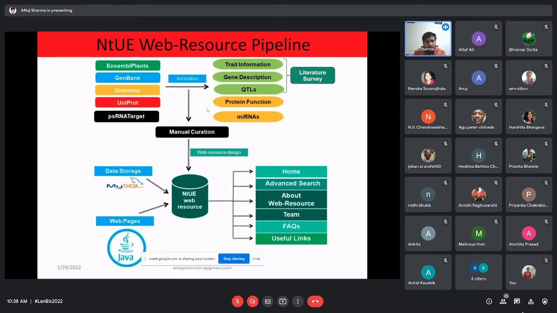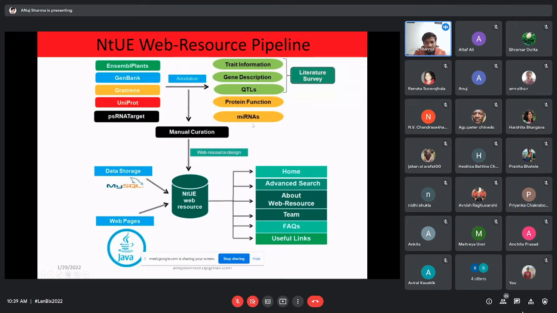So we have mined the data from Ensembl Plants, primary databases, GenBank, Gramene, UniProt, and psRNATarget for the prediction of microRNA targets, UniProt for the protein information, Gramene for the QTL information, GenBank for the genomic information, and Ensembl Plants for all other information like physicochemical properties, gene structures, as well as pathways. And the information about the trait, gene description, QTLs, protein function, and microRNAs we have derived from the literature.